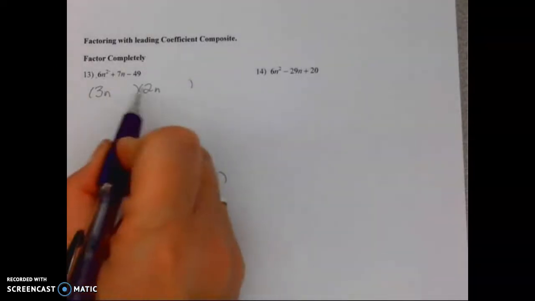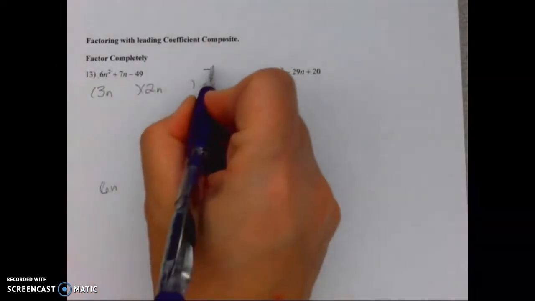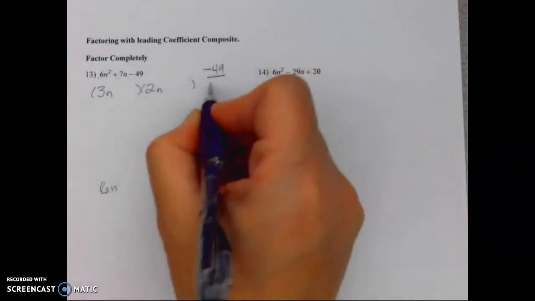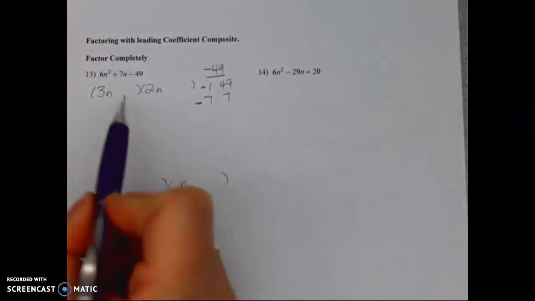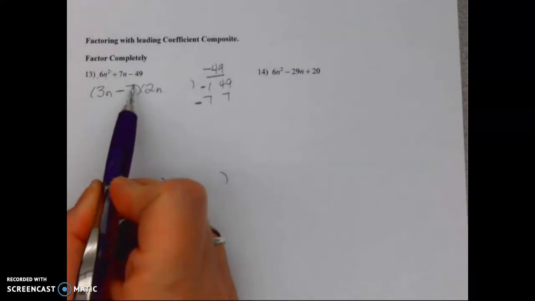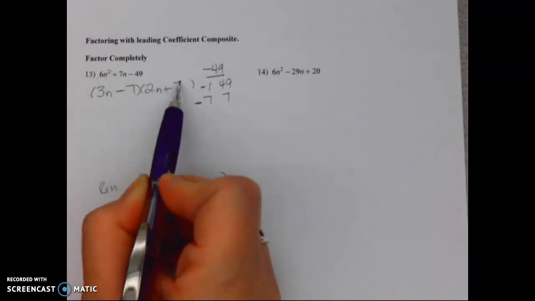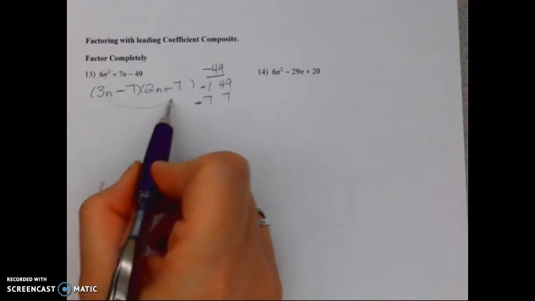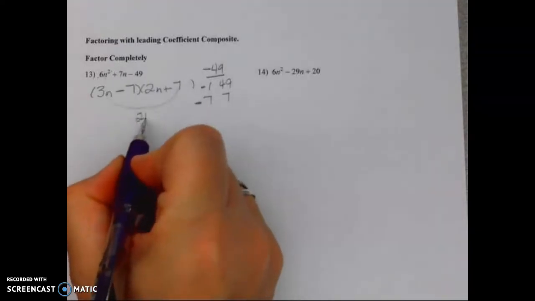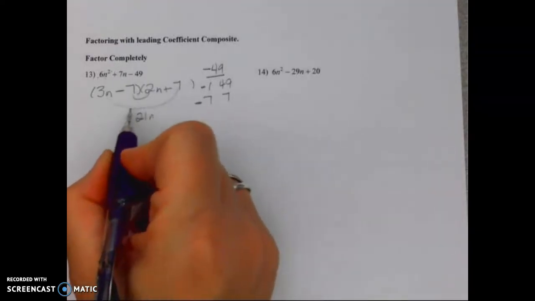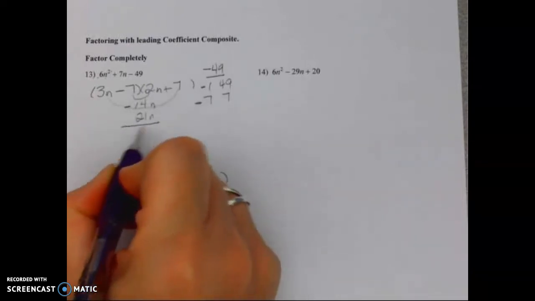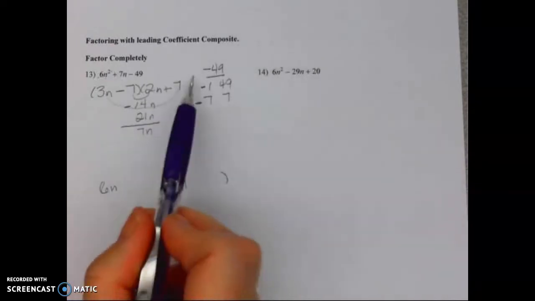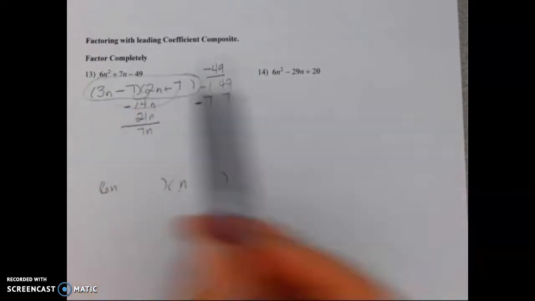Okay, 3n times 2n is 6n squared. Factors of negative 49 are 1 and 49, 7 and 7. Let's drop the 7s in there and see what happens. Minus 7 plus 7. Check your loops. Outside multiplies to give me 21n. Inside multiplies to give me negative 14n. Oh, that's 7n. First try. Bam. There it is.